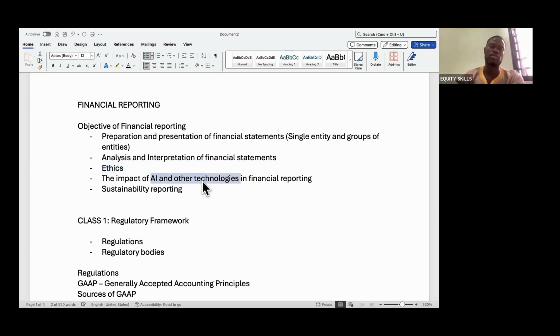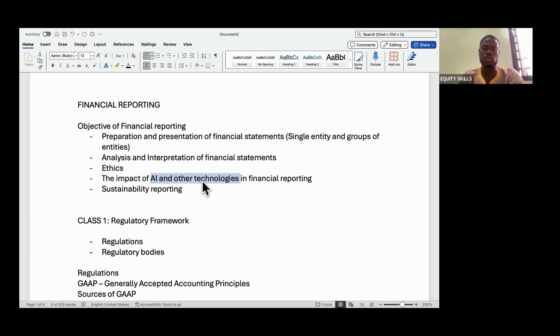Then we are also going to look at the impact of artificial intelligence and other technologies in financial reporting. How can technology make the work of accountants easy, especially in the age of artificial intelligence? We're going to look at both the positive and the negative side of it.